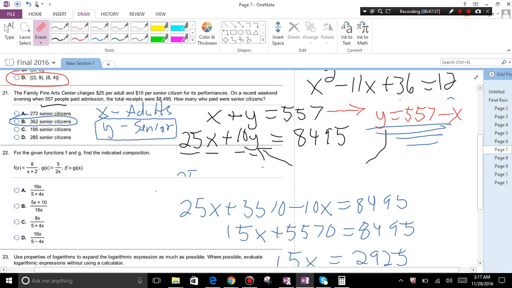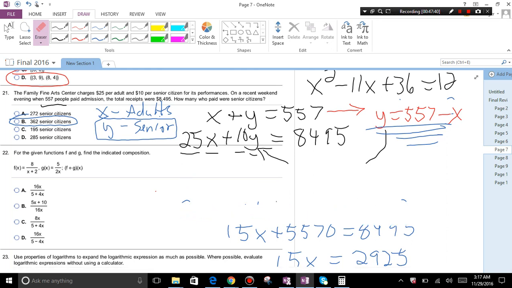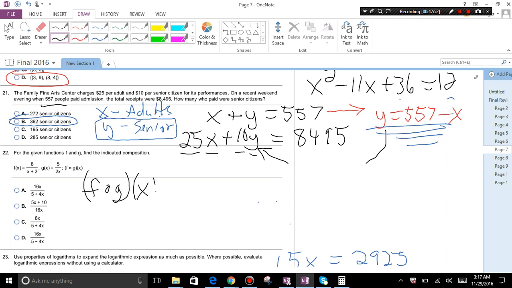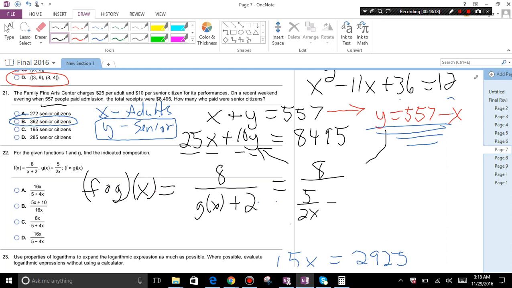#22. They're doing f of g of x. And that means wherever there's an x, you put g. And so f is 8 over x plus 2. And so now you're going to do 8 over g of x plus 2. So instead of having an x there for f, you put g there instead. And this is going to look nice and funky. This is 8 over, and now put g there. But g is 5 over 2x plus 2.